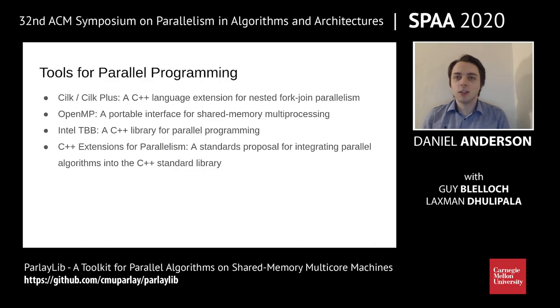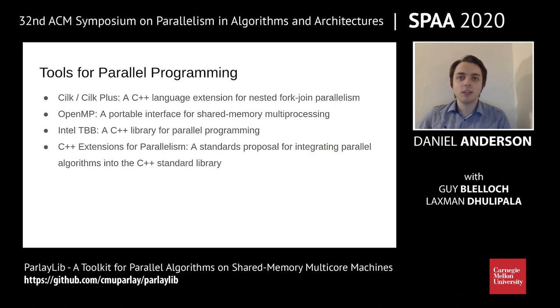So there are many existing tools for parallel programming, many of them written for low-level languages like C and C++. There's Cilk and Cilk Plus, originally developed by MIT, which is a C++ language extension that adds nested fork-join parallelism to the language. There's OpenMP, which is a framework for parallel programming that's integrated into a wide range of languages. There's Intel's Thread Building Blocks, which is a C++ library for parallel programming. It has a scheduler, it has a memory allocator, and several useful data structures.